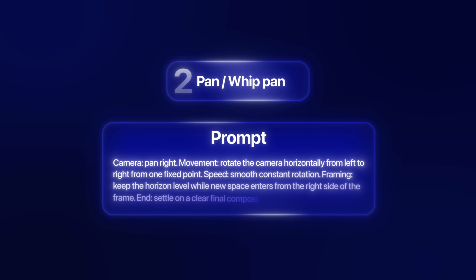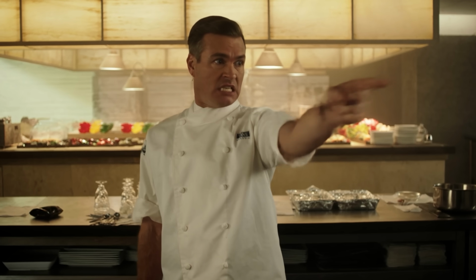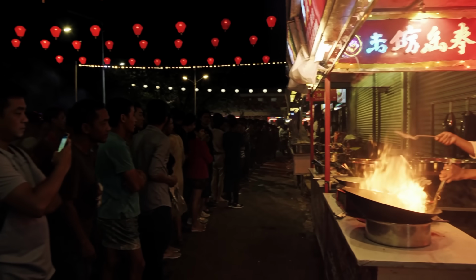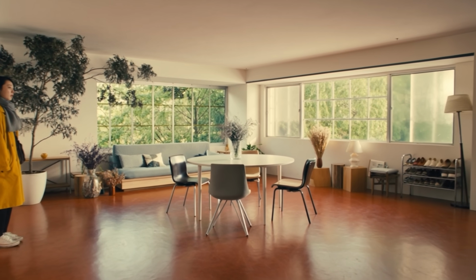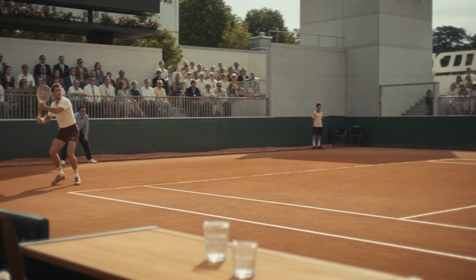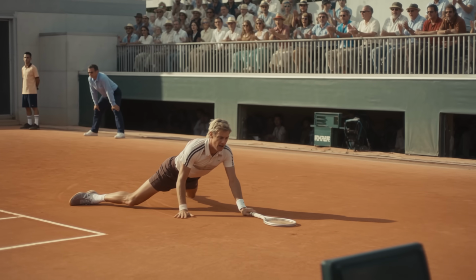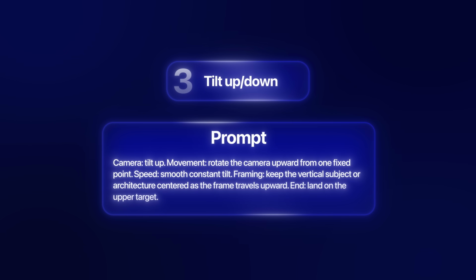Next up, we got pan or whip pan. When you pan, the tripod stays still, but your camera on top of it moves from the left to the right, almost like someone is shaking their head no. This action allows you to scan the room, follow the action of a character, or show something that was previously off screen. Then we got tilt up or tilt down.